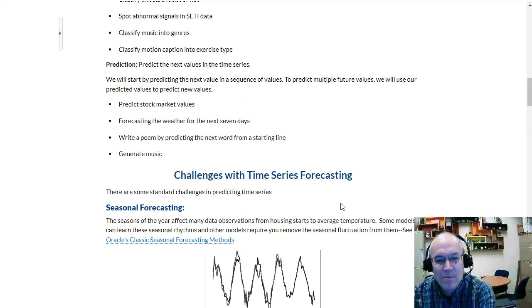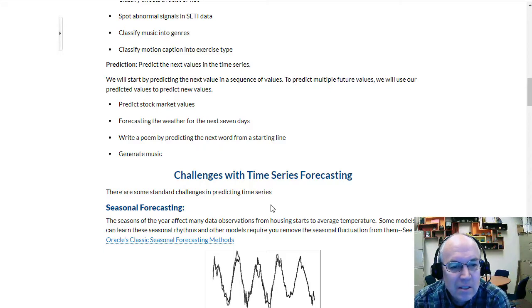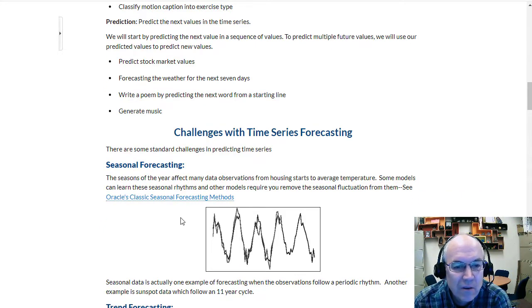So now let's just talk about some challenges in time sequences. These are some common things we'll see that we often have to overcome. The first one is seasonal forecasting. A lot of time series data is dependent on what I'm just calling seasonal stuff, but it's actually more regular, somewhat predictable fluctuations.